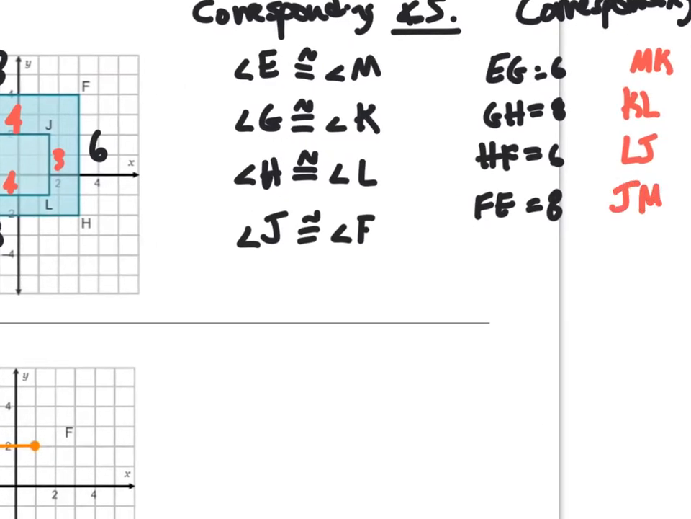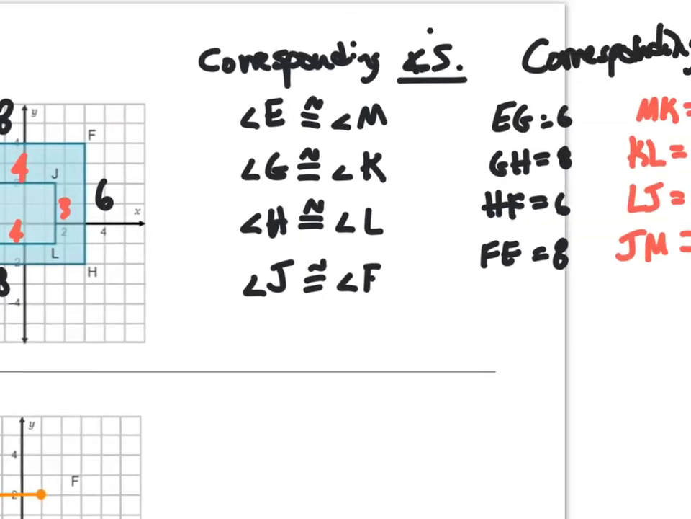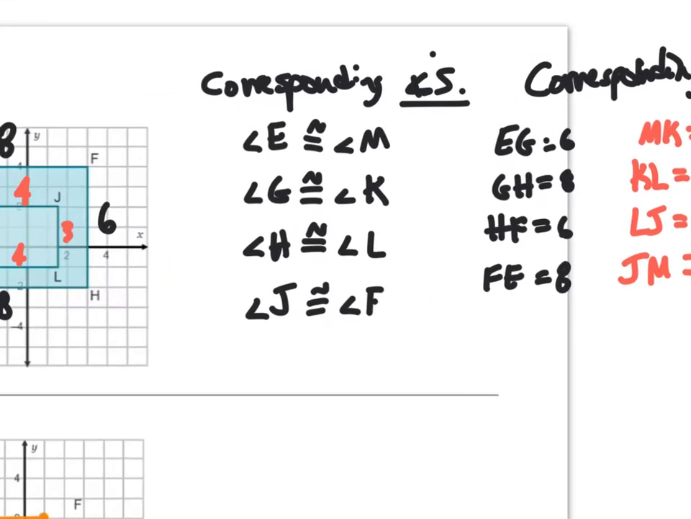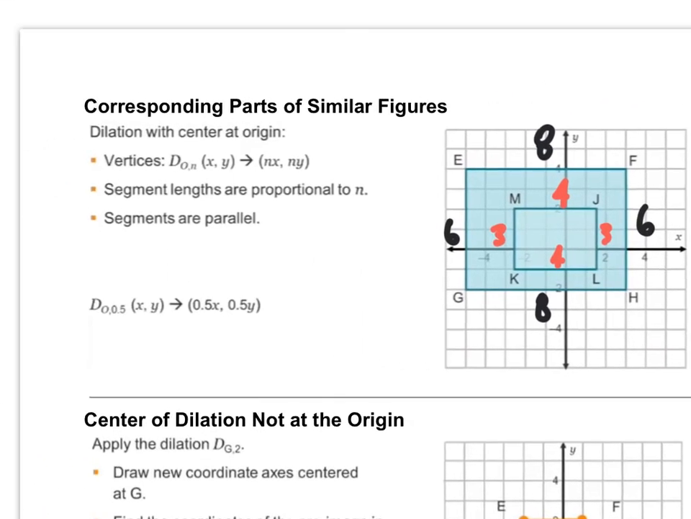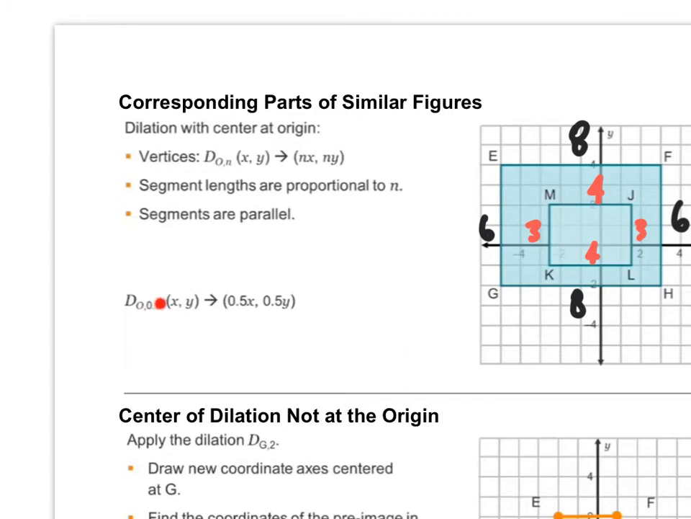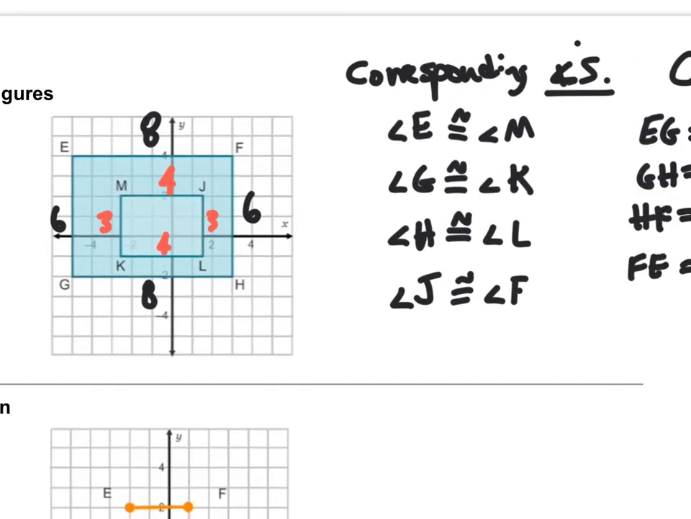There's a reason why I'm going around in this way, to show you that these sides are proportional. Remember, MK, what we found out, is a value of 3, KL had 4, LJ was 3, and JM was also 4. What I notice is that we want to dilate this by a factor of 0.5, but I wanted to show you how we got that.